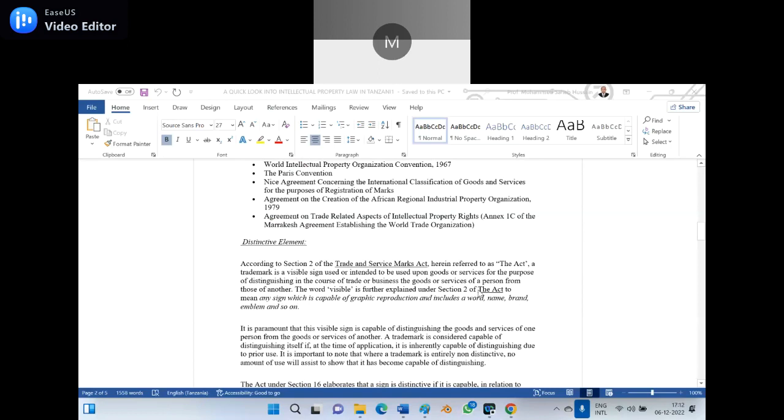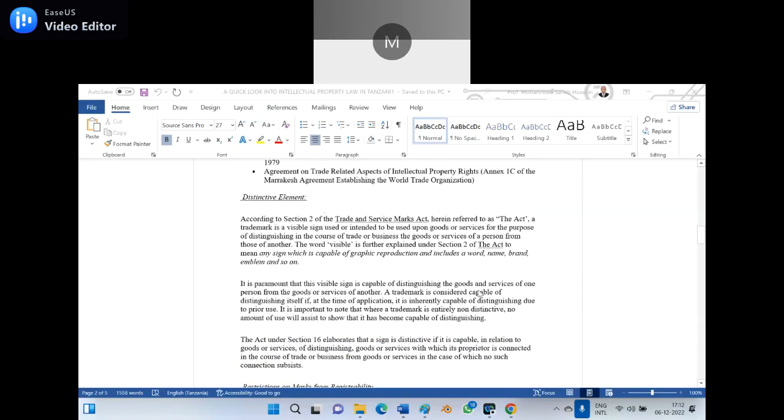Now, let us see the distinctive elements. Participants, are you there?